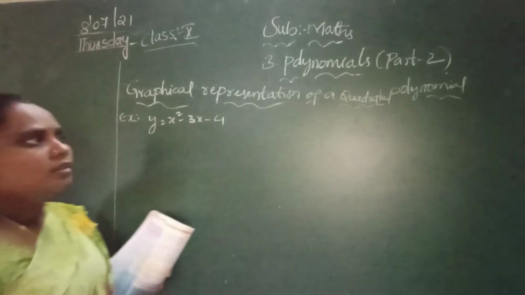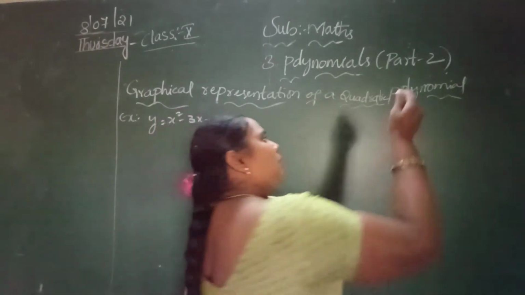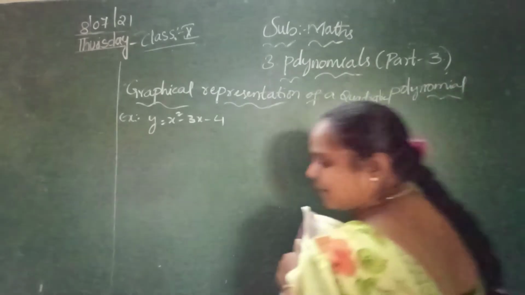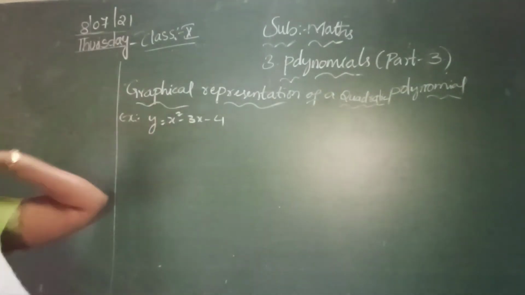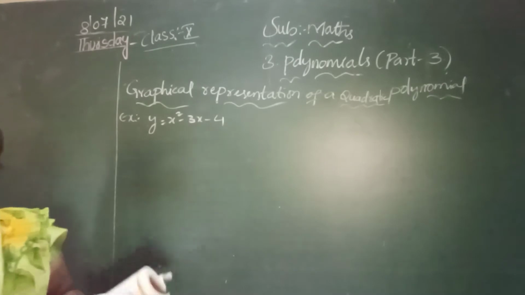Okay. So, linear polynomial graph I have explained in part 2. Now, I am going to explain class 10th maths polynomials part 3. So, what is the topic here now? Graphical representation of a quadratic polynomial.